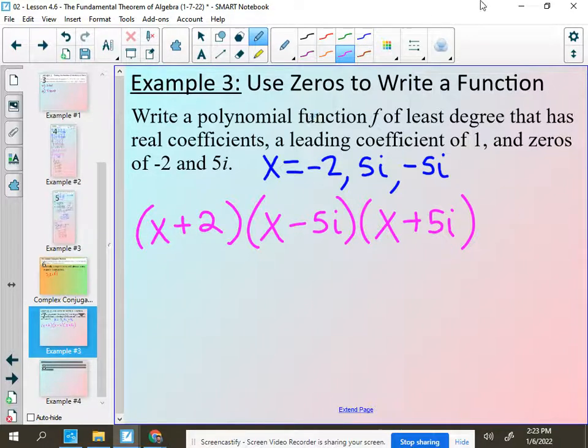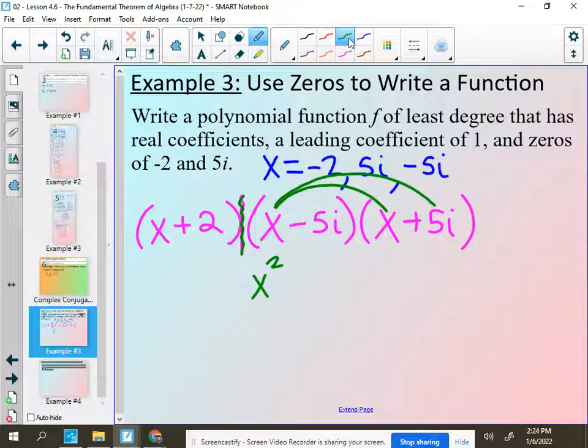I need to FOIL these. Now, definitely start just like before. Start with the ones that have the i's going on. Just hang on to this x plus 2 till the very end. We'll FOIL that back in afterwards. This is another good review for us. As I go to FOIL, x times x is x squared.